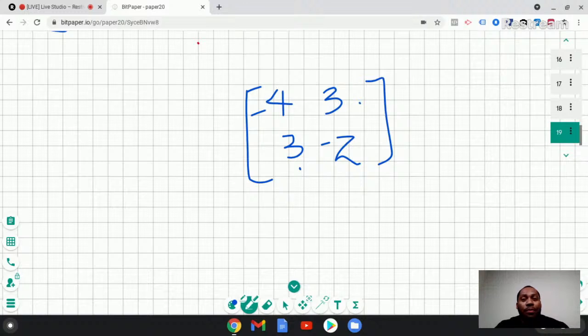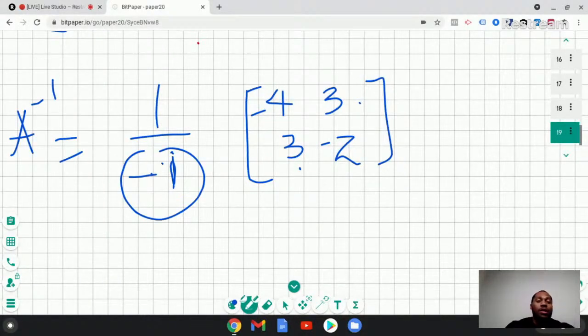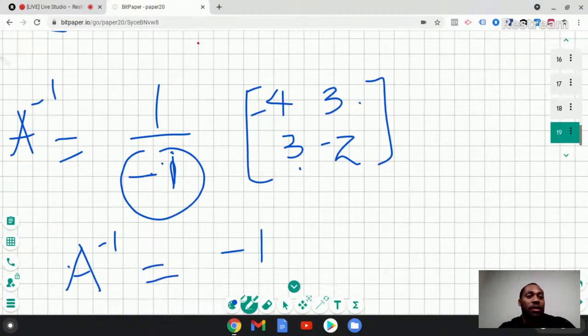So now I still got to multiply all of this by 1 divided by the determinant of the matrix, which was -1. And that's how you find the A inverse of the matrix. So A inverse is equal to -1, since 1 divided by -1 is -1 still.